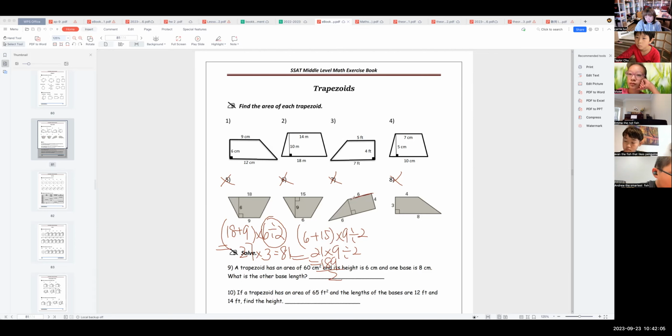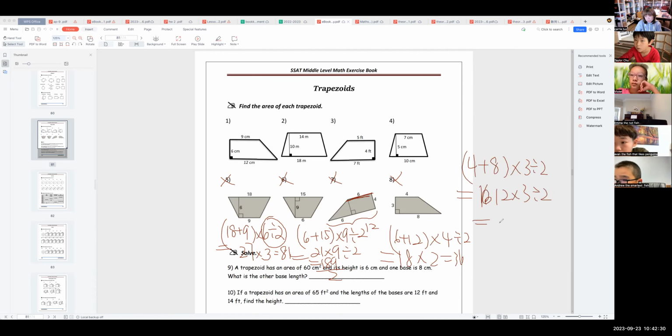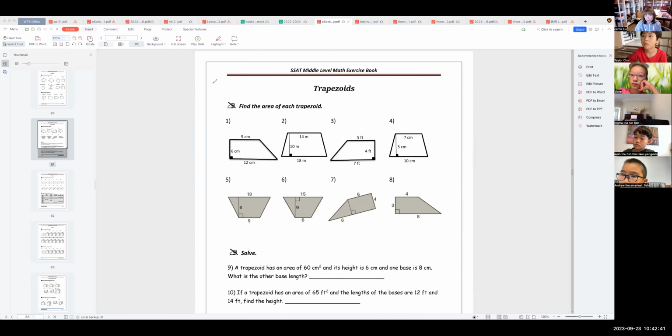So this is 6, right? So the bottom, 12. So 6 plus 12 times 4 divided by 2 equals 18 times 2 equals 36. 4 plus 8 times 3 divided by 2 equals, sorry, 12 times 3 divided by 2 equals, sorry, 36 divided by 2 equals 18. Get it, everybody? Okay, so we're going to move forward to number 9 and number 10, okay?